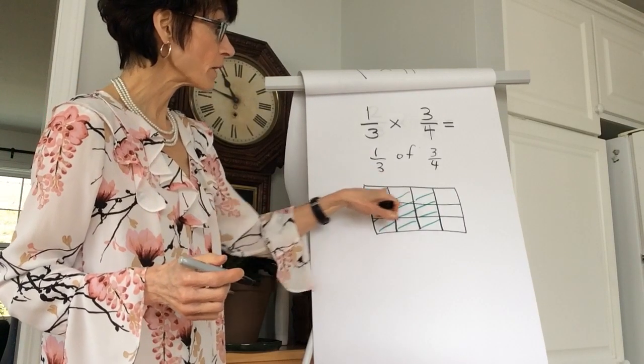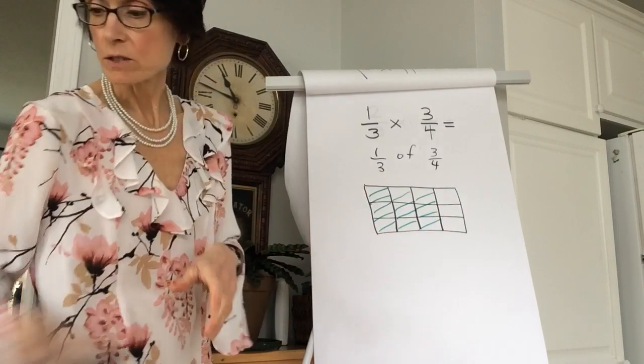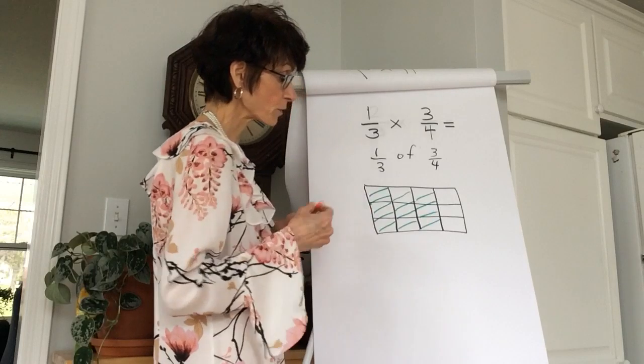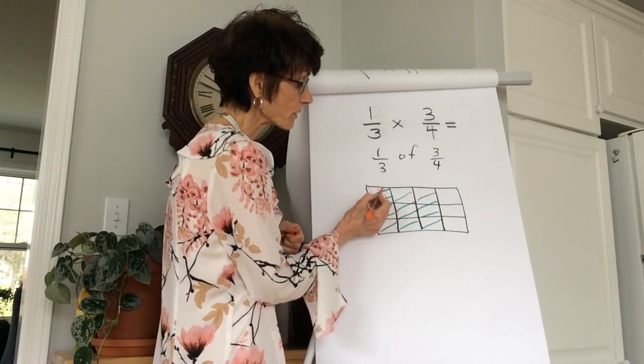Now it says we want 1/3 of this 3/4. So 1/3 of that 3/4, there's 3 of them, so 1/3 would be 1 of them. So let's color off 1/3.